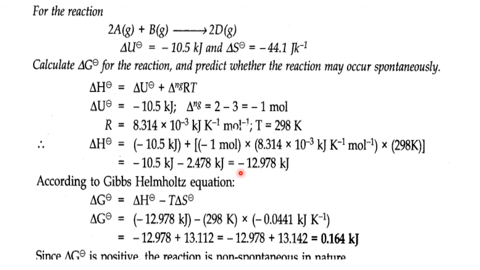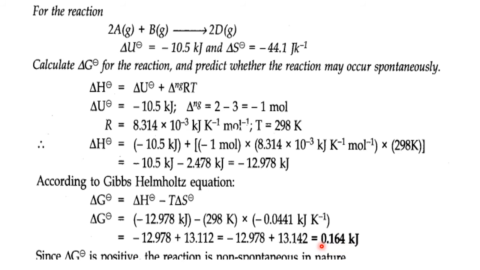Once we know the delta H value, we go for the main equation: delta G equals delta H minus T into delta S. Delta H is from the calculation, T is 298. Delta S is given here as minus 44.1 joules per Kelvin. In terms of kilojoules, because all are in kilojoules, either you go for kilojoules or joules, left to you. After simplification, we get delta G equal to 0.164 kilojoules.